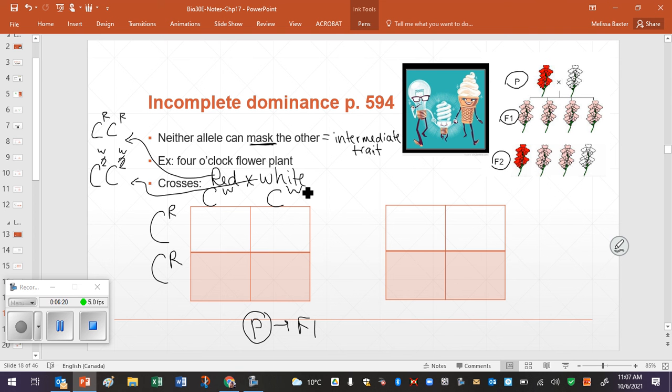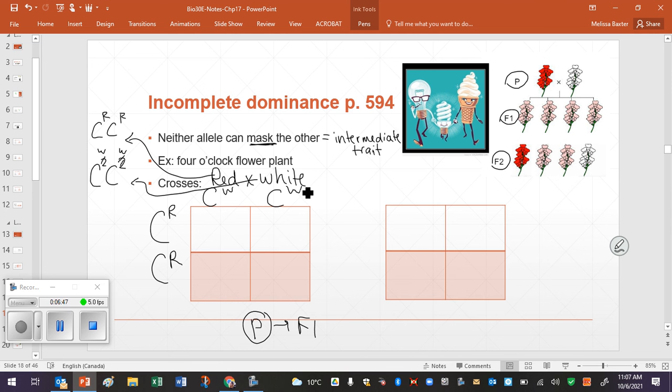Now, how did I know the parents were homozygous? Well, since I can see that there's an intermediate color, this pink color, my conclusion is to be pink means to have one red and one white allele. That's what I'm inferring. So for that flower to be red, it must not have a white allele, and vice versa for the white flower. So that was how I would have inferred this in this question. I'm telling you so that you know.